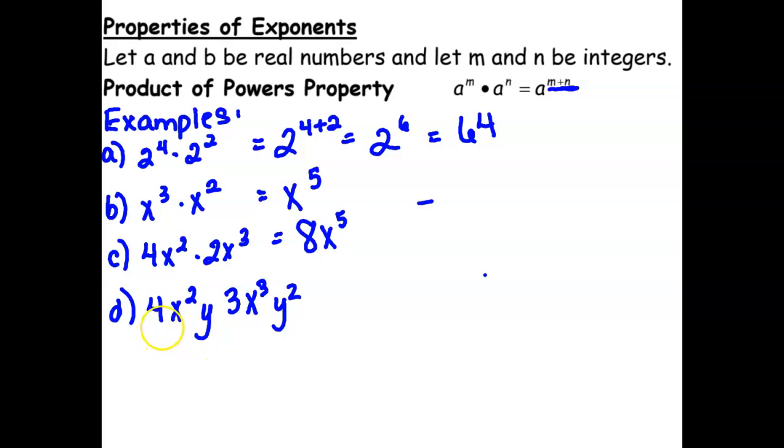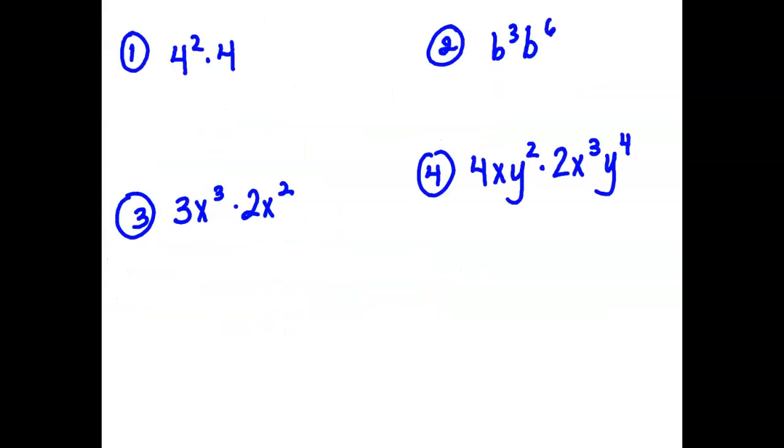Now with D, we've got our coefficients, 4 and 3, so let's multiply those and get 12. X would be to the 2 plus 3, which is the 5th power. And your y, remember we have a little 1 right here, so it's really y to the 3rd power. So that's a quick review of 4 examples of the product of powers property. On the next screen, I've got 4 examples, and I want you to pause the video right now and try these 4 examples. I'll give you a minute to do that.